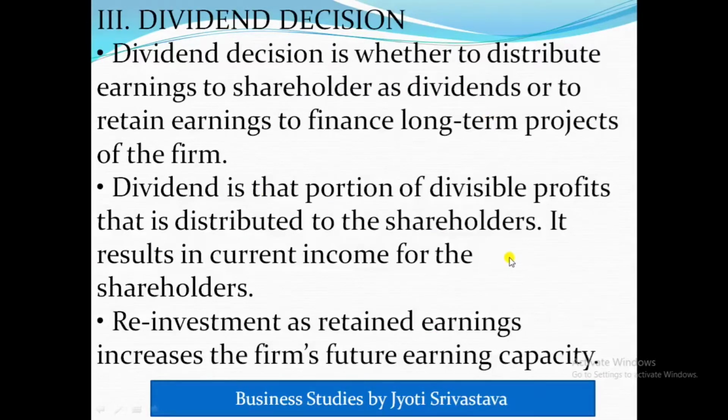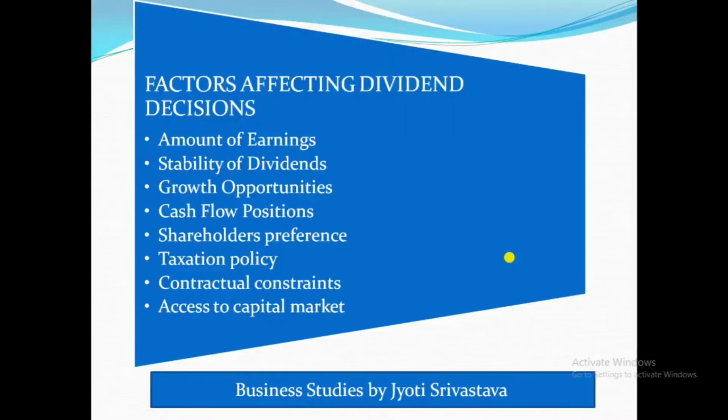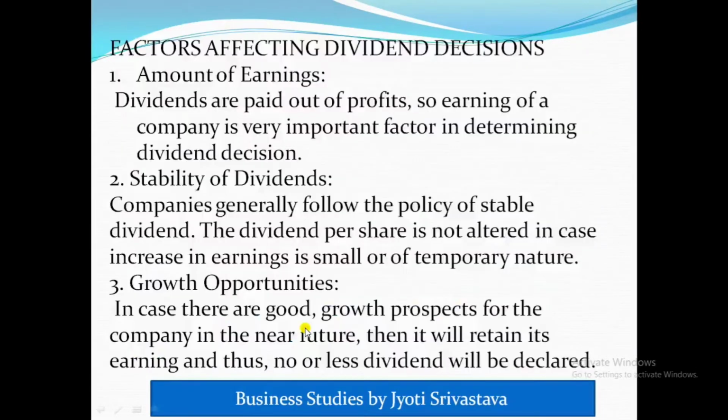In dividend decision, the company has to decide two things: either to retain the earning or to distribute the profit to the shareholders. Now there are certain factors which affect the dividend decision. They are amount of earning, stability of dividend, growth opportunities, cash flow position, shareholders preference, taxation policy, contractual constraints, and access to capital market. Now let's see all the points one by one.